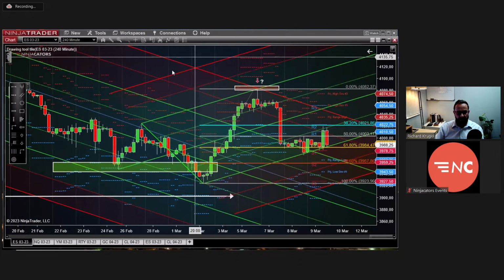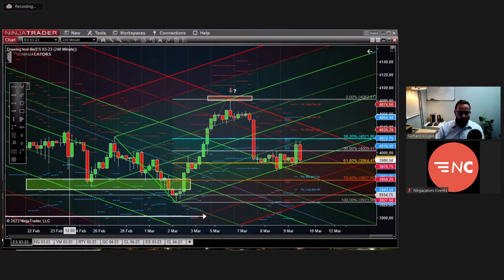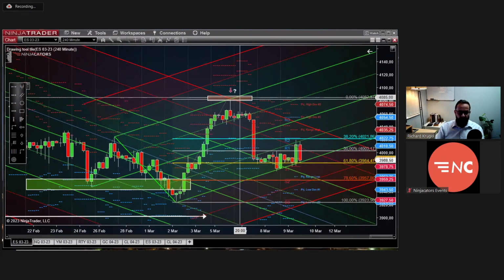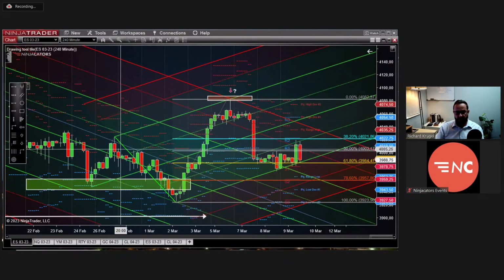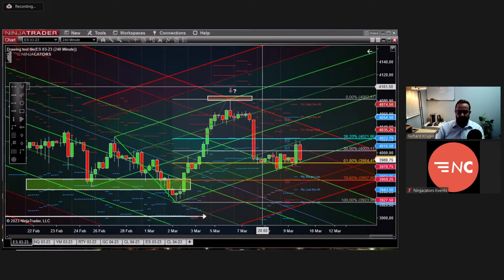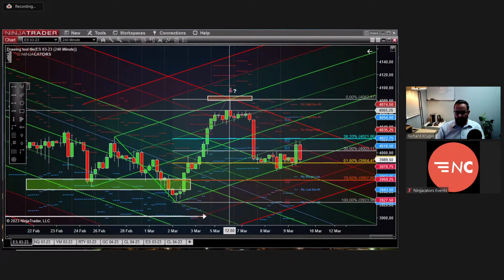So if you want to go revisit that video on Monday, we had this area where we also had an upward sloping pitchfork, and basically two different angles, one sloping down and one moving to the upside, crossed each other. That is exactly where price reached and rejected lower from. And it's pretty cool to see how this actually happened prior to Fed Powell's speech.